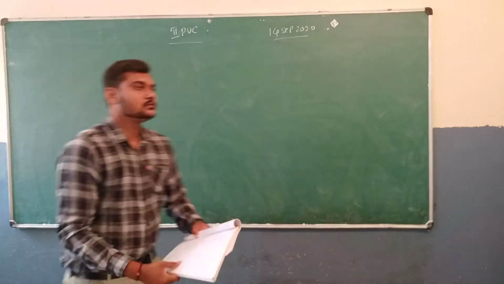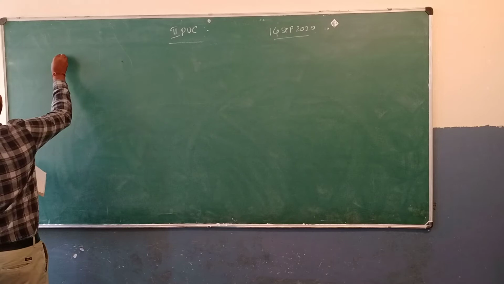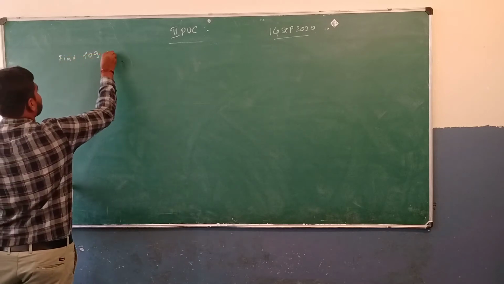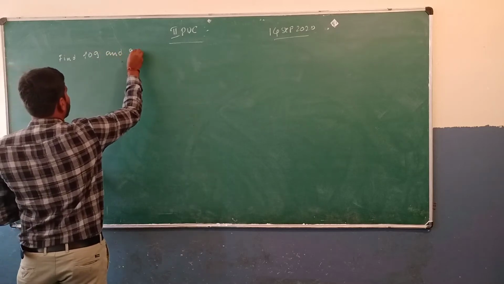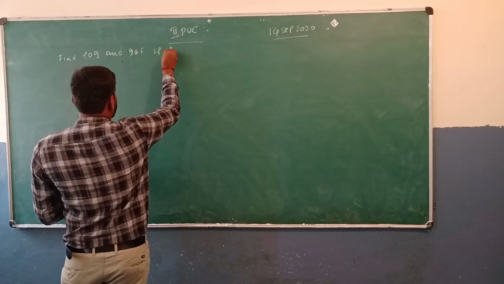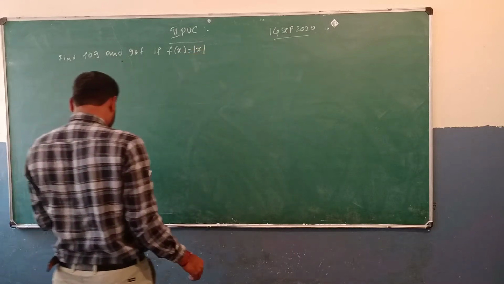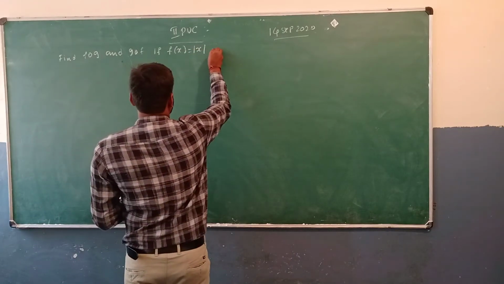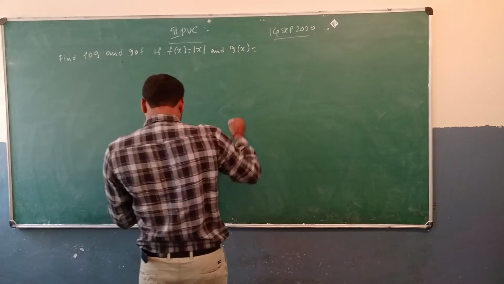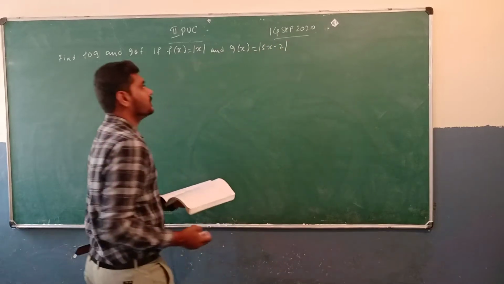So the next question. Find fog and gof, if f of x is equal to mod x, and g of x is equal to mod of 5x minus 2.